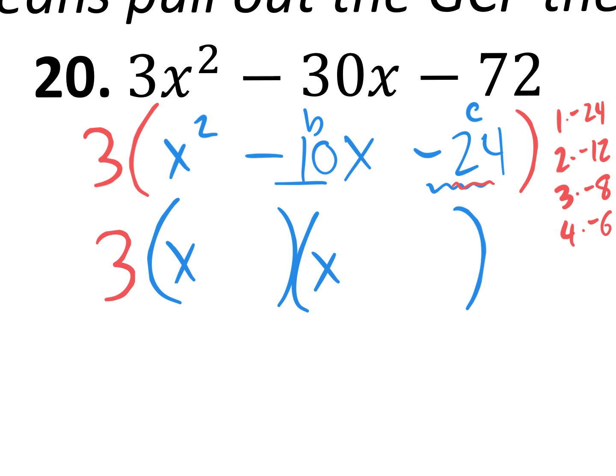That's not a negative 10. If I combine negative 8 plus 3, that gives me a negative 5. That's not a negative 10. If I combine negative 12 plus 2, that'll give me a negative 10. So this is the correct pair of numbers that I want.